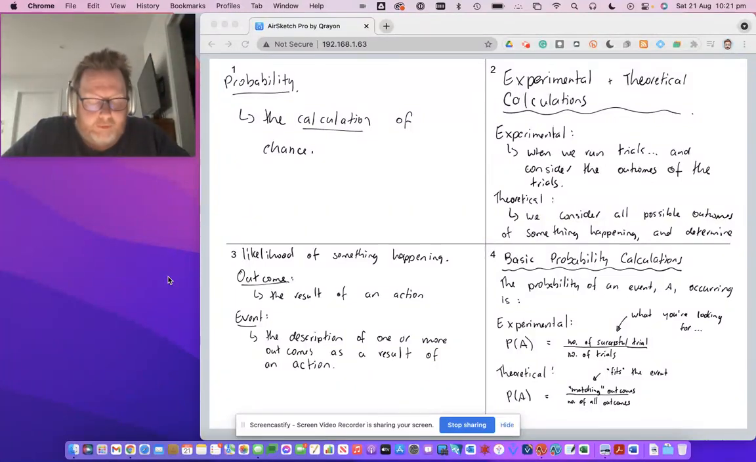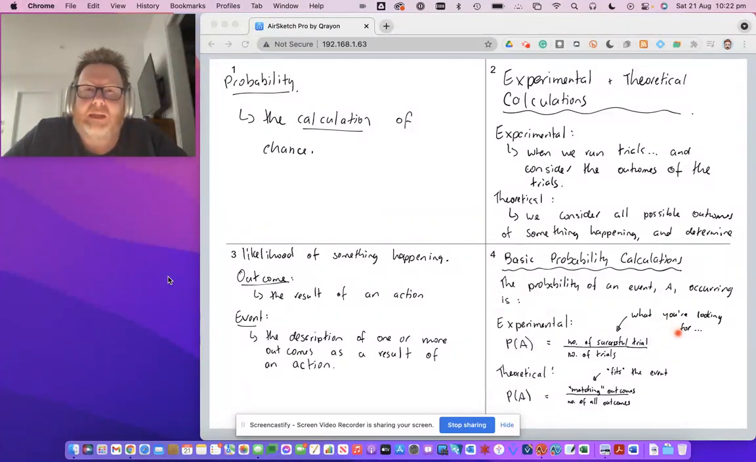So a couple of key words here is outcome, which is the result of an action from the event, and the event itself, which is as it says there, the description of one or more outcomes as a result of an action. So typically what we're doing in probability is that we're trying to work out, if it's experimental, as I've written there, the number of successful trials over the number of trials.